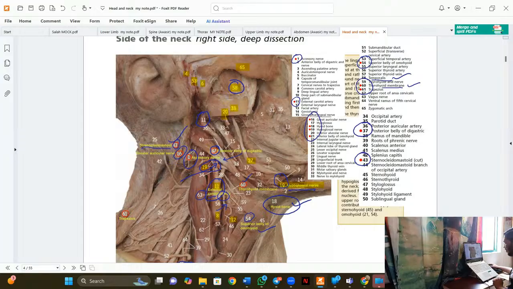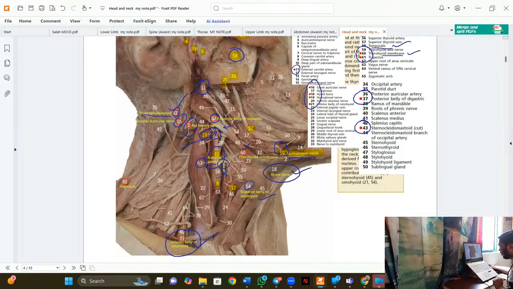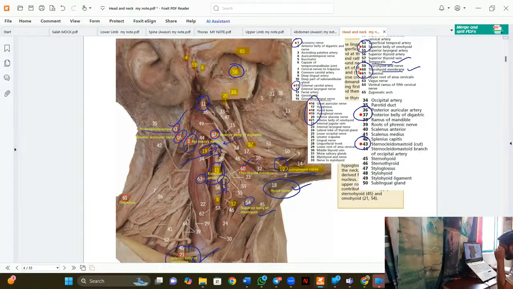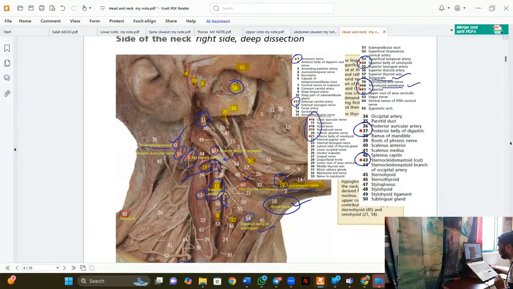Then 13. 13. Facial, facial artery. Where is 13? Yes, 13 is right. 13 is facial artery. Yeah, ah, yes, facial artery. Okay.